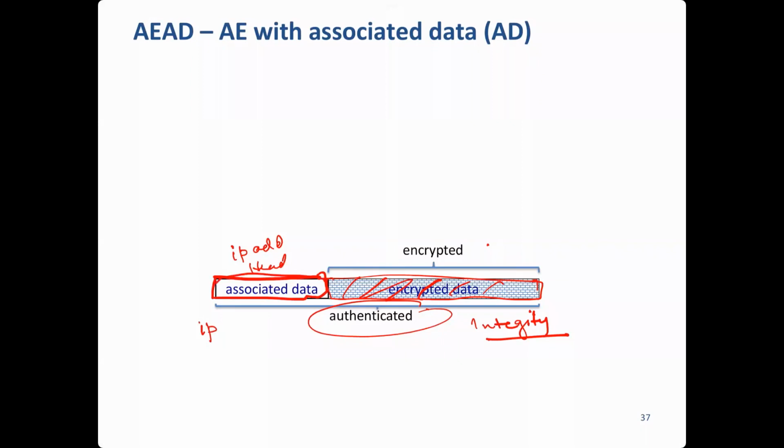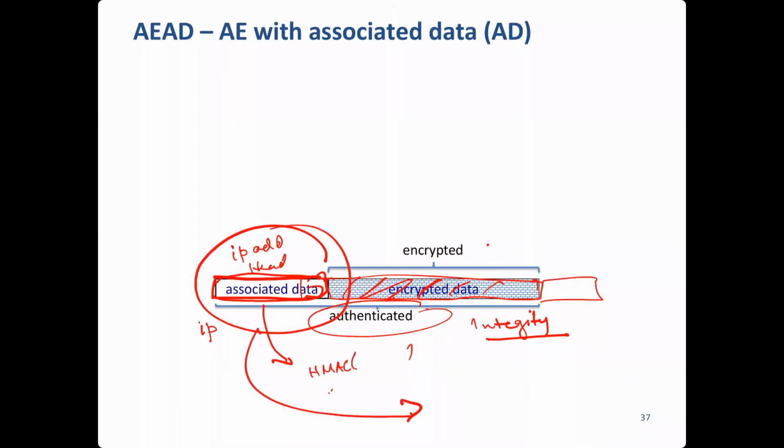But what you do is calculate, say for example, the HMAC of this, and then attach it to the packet, or it may be part of something, and send it. So at the other end at least we will know whether the IP address part or header part has been changed or not. So that level of integrity we can check, but there is no confidentiality in associated data. So that's the message.